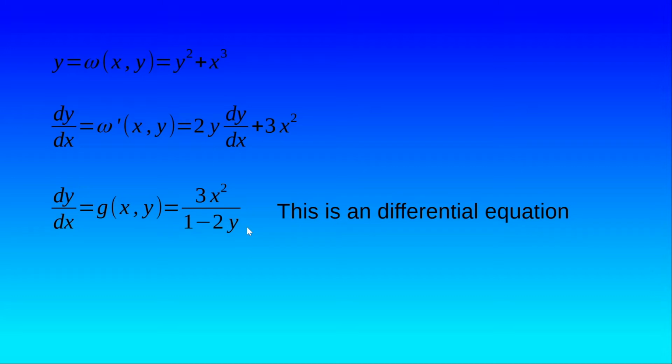Now this has two variables. The dependent variable of course is x here and the independent variable is y. Nevertheless, the function g of x y has the dependent and the independent variables. It has both the variables.